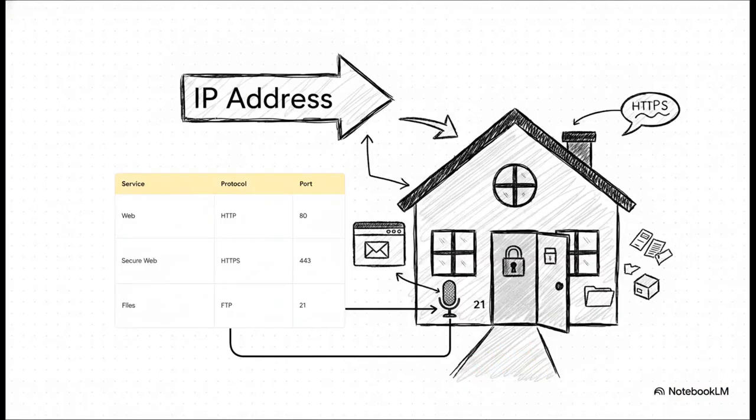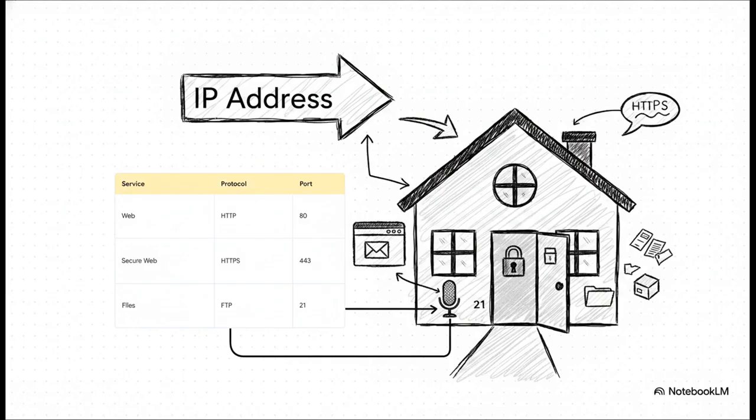Okay, let's use an analogy. If an IP address is what gets your data to the right house, a port is the specific door to a room inside that house. And protocols? Well, those are the languages spoken once you actually open that door. So, for example, if you want to browse the web securely, your device is going to use the HTTPS protocol, and it will specifically target port number 443.